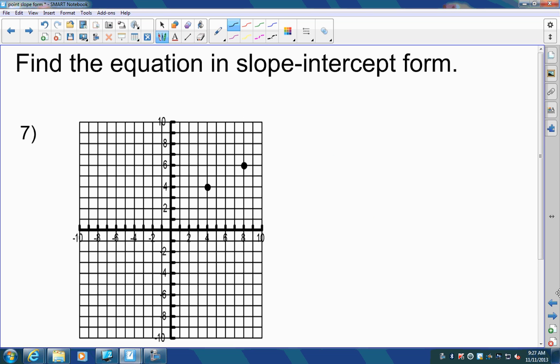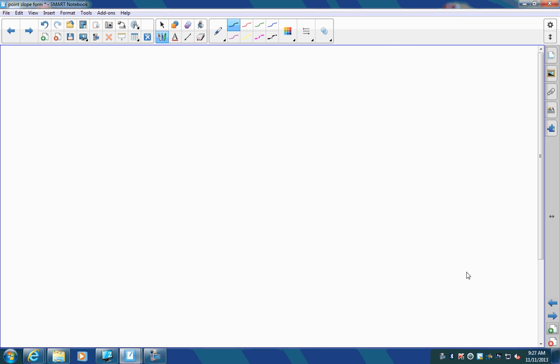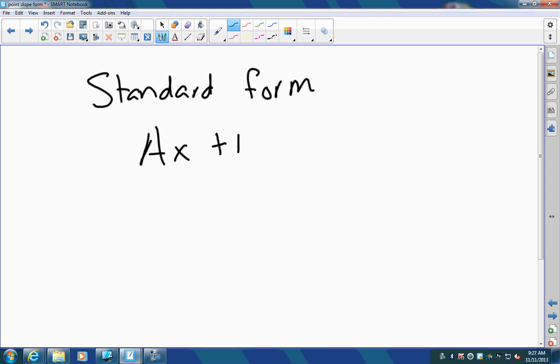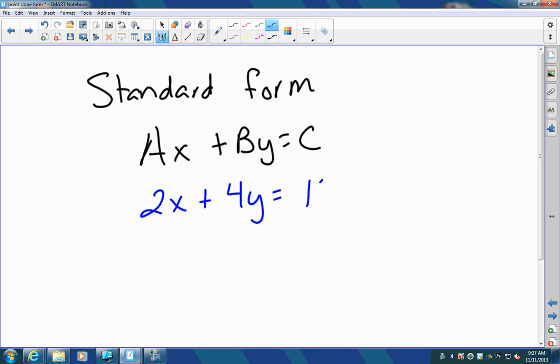We also talked about standard form. Standard form was ax plus by equals c. For example, 2x plus 4y equals 12. That would be standard form. Now the problem with standard form is that if we're looking at a graph, we don't know what the equation of that line is just by looking at standard form, for what we know so far.